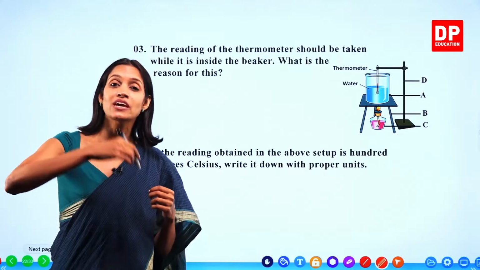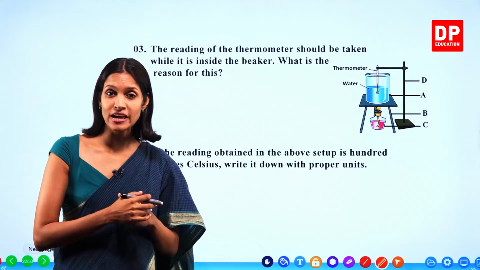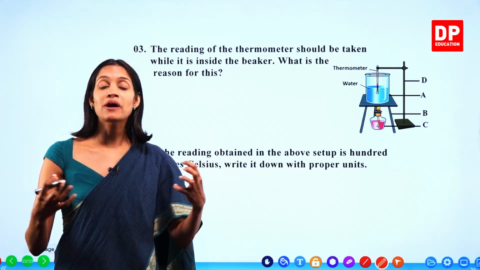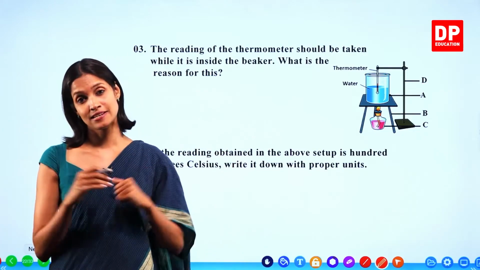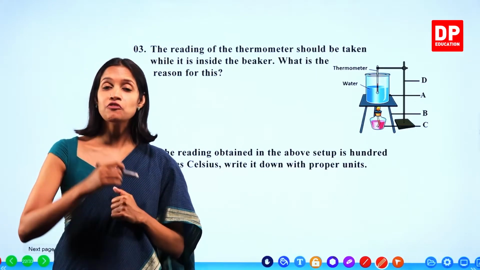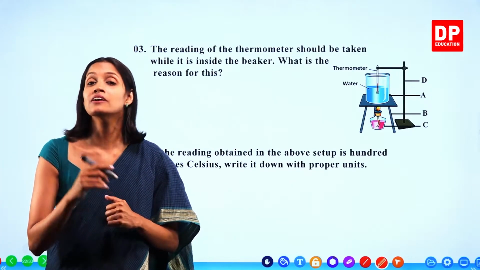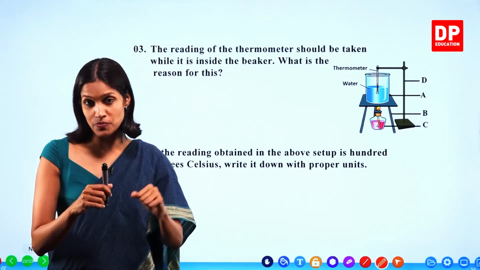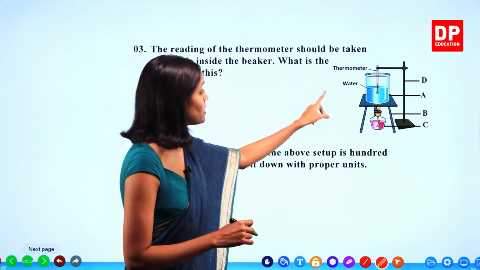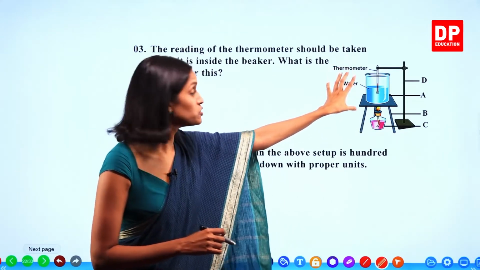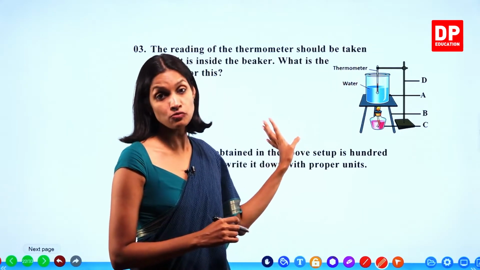So what happens when you take it out? Because the outside temperature is less than that of hot water, therefore the heat absorbed by the bulb of the thermometer is less, and instead it releases heat. Right, children? Therefore what happens? Because of release of the heat by the bulb of the thermometer, what happens? The mercury column drops. Right? Therefore, if you want to measure the temperature of the water, you have to do so when the bulb of the thermometer is still inside the water, right?